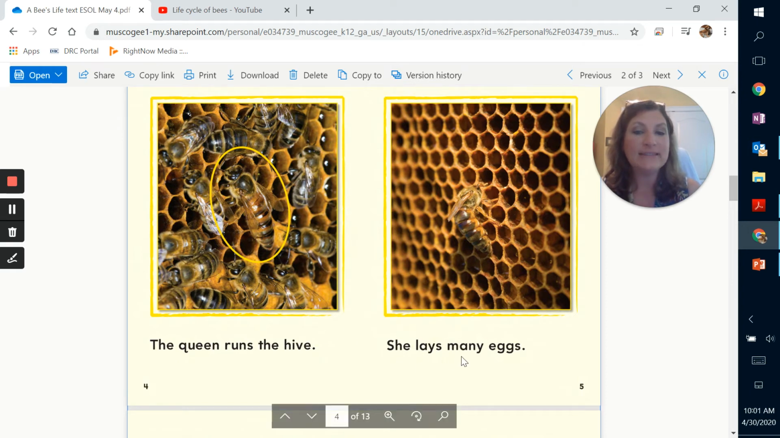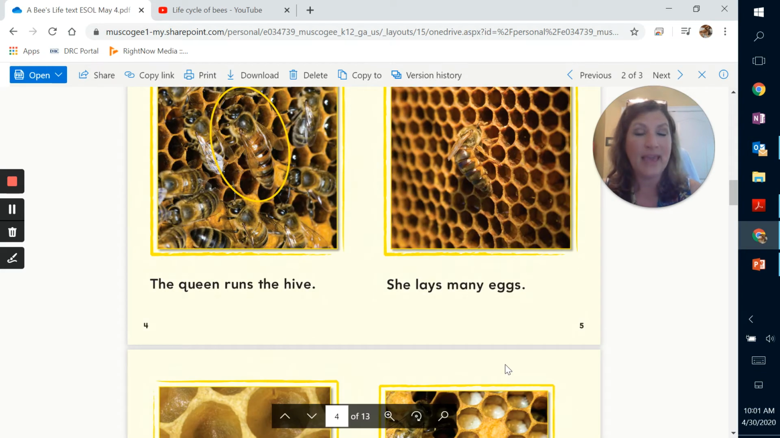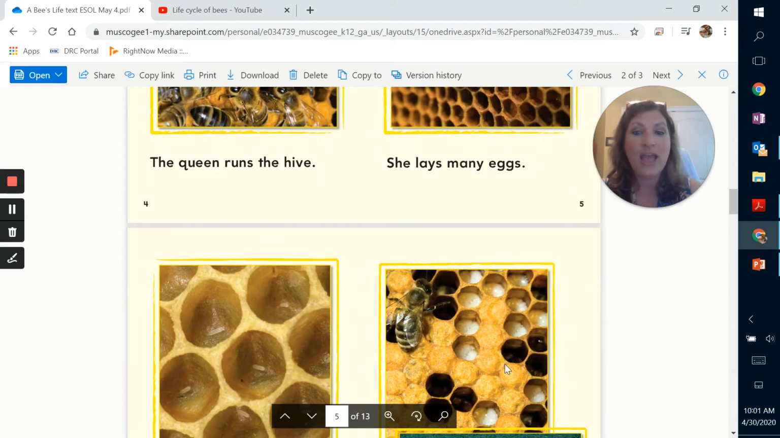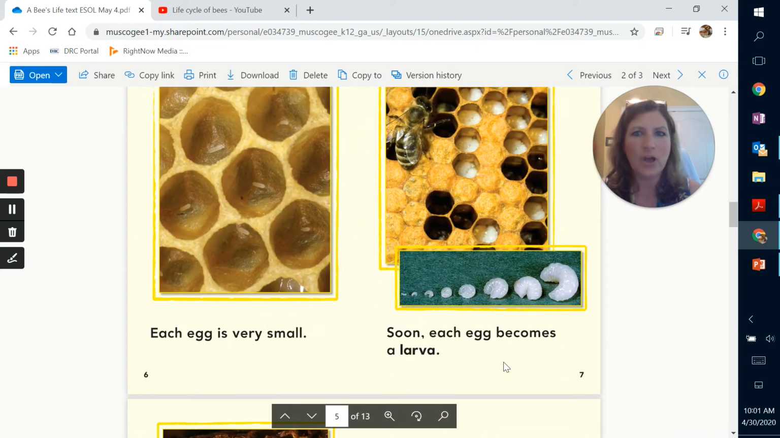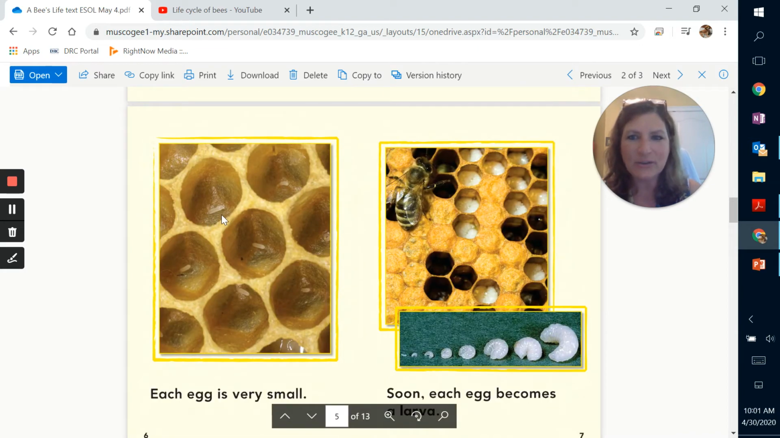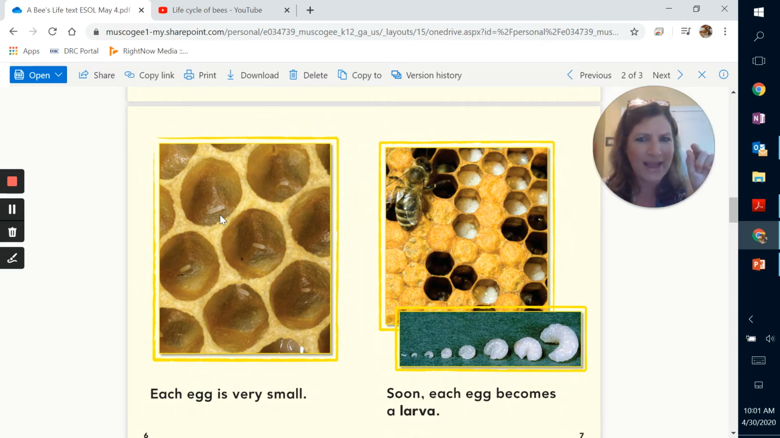She lays many eggs. What does that mean, she lays many eggs? Well, just like we looked at that picture of the chicken lays the eggs, so does the bee. The bee lays the eggs. Now, if you look really close, you can see little tiny pieces of eggs there. It almost looks like a little tiny piece of rice.